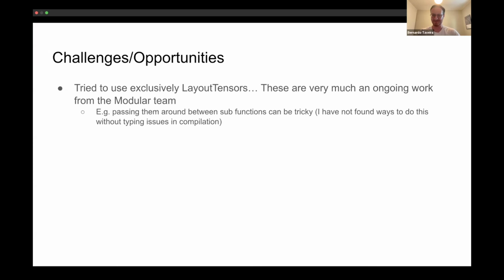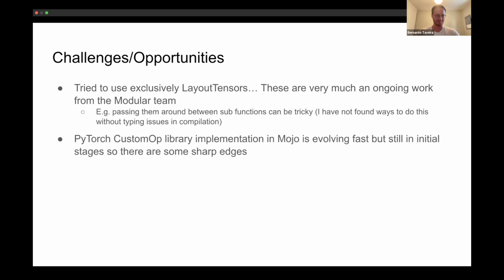Also, the PyTorch custom op library implementation in Mojo is very ongoing work, from what I understand. There are a lot of sharp edges. It's also changing very fast, faster than I can change my code. So that has been some of my ongoing struggle.